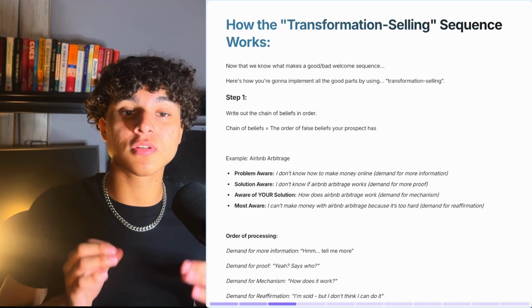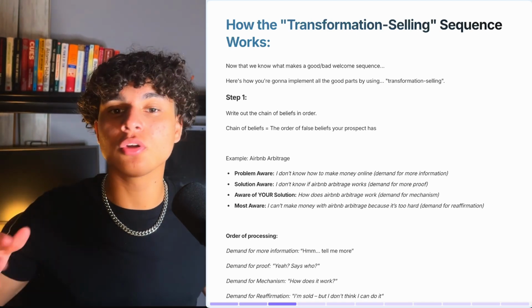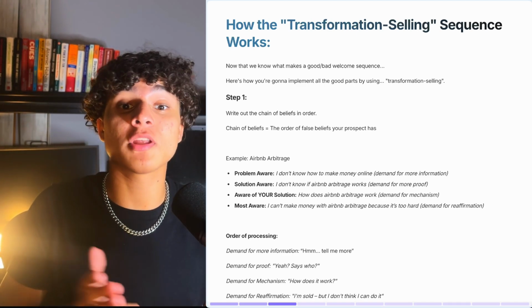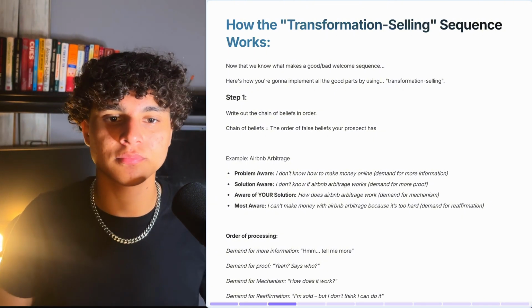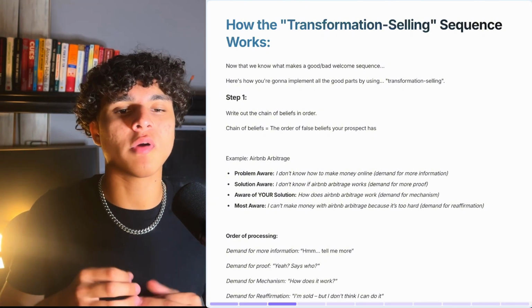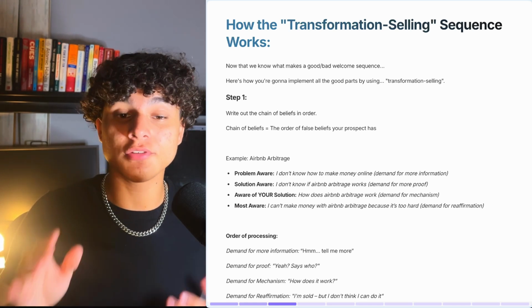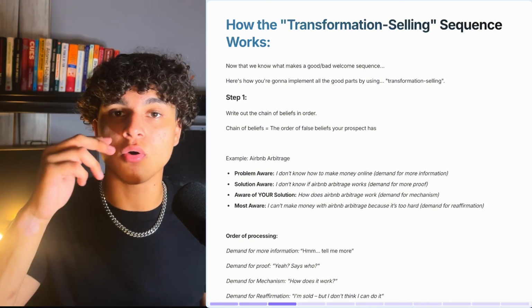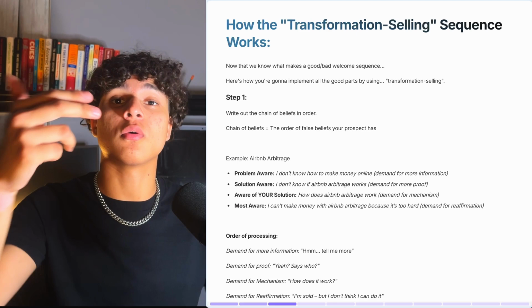So, here's how the transformation selling sequence works. Now that we know what makes a good and bad welcome sequence, here's how you're going to implement all the good parts by using transformation selling. Step one, write out all the chain of beliefs in order. Chain of beliefs just means the order of false beliefs that your prospect has. The order of false beliefs that your prospects will have will be according to their awareness level.